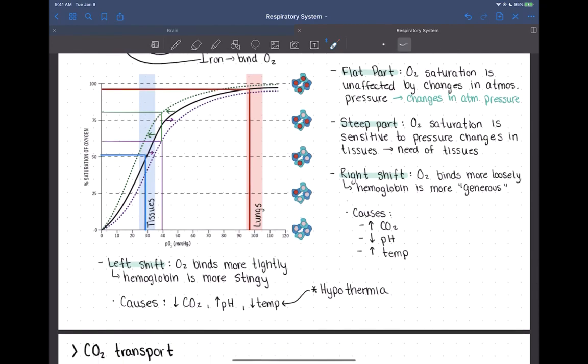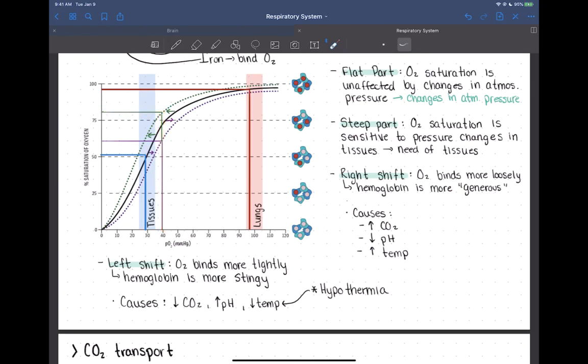Then the opposite of all of that is true for a left shift. With a left shift, the oxygen binds more tightly, so that hemoglobin becomes really stingy. It really doesn't want to give up its oxygen. If we follow our 40 again up, but we go all the way up to our left shifted line here, now we are above 75% for our percent saturation.